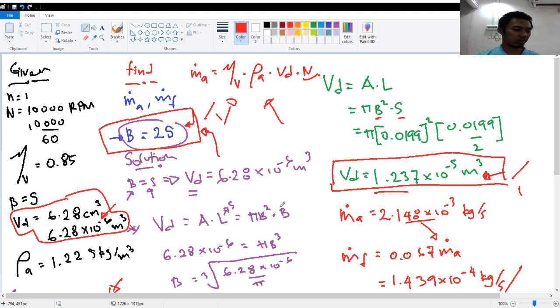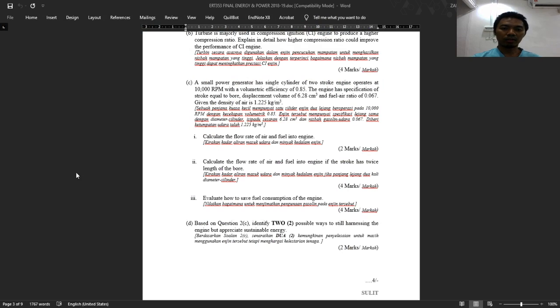On the last question, there is no more calculation in internal combustion engine for this part. This is question number 2. Let me read back the question that I gave you just now. Evaluate how to save fuel consumption of the engine. I have also already given you these notes on how to save the fuel of the engine. In fact, you can think by yourself. You don't have to read a note. You can create it yourself if you understand.